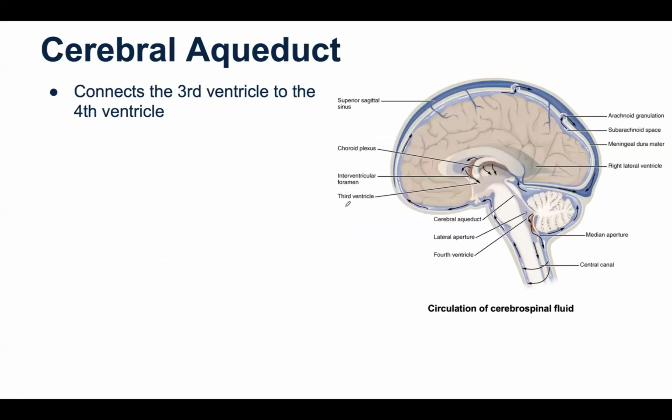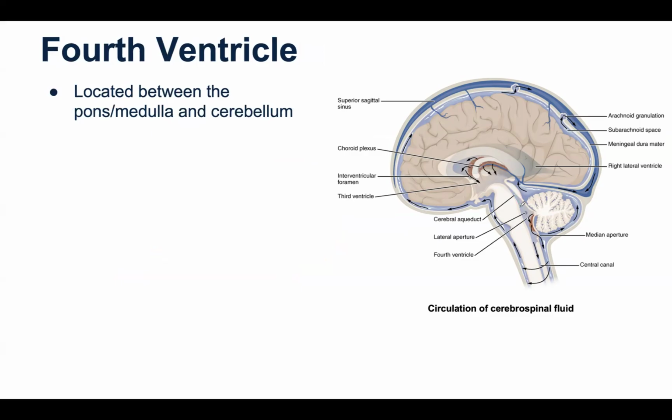The third ventricle is connected to the fourth ventricle by the cerebral aqueduct, which is located within the midbrain region of the brainstem. And lastly, the fourth ventricle is located between the brainstem, the pons and the medulla specifically, and the cerebellum. And usually this ventricle is actually the easiest to observe of the 4 in a hemisected brain.